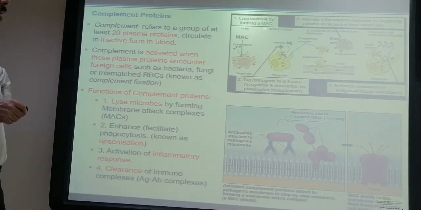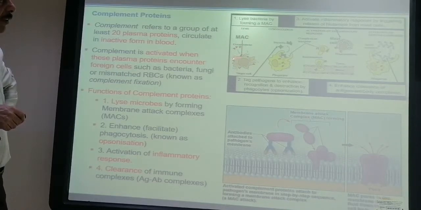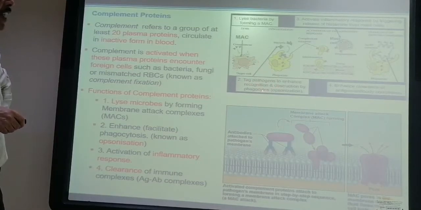So lysis of bacteria happens by forming the MAC; here the MAC or complement is fixed to the cells. Then the macrophage will come and engulf and do phagocytosis of the attacked cells. So they tag the pathogen to enhance recognition of it by macrophages and destruction by phagocytosis, which is known as opsonization. And it also enhances clearance of the antigen antibody complex there.